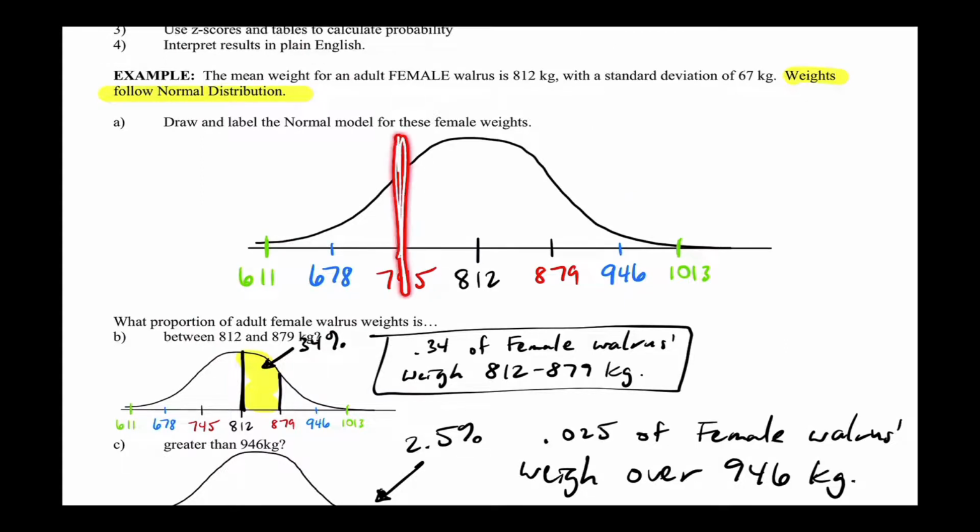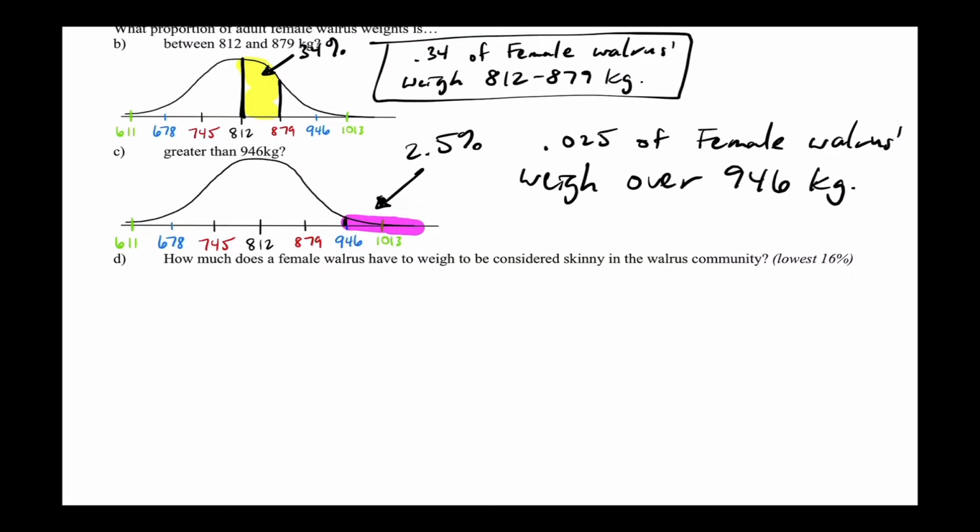745. This is where we stopped right here. So to be considered skinny, they would have to be in here. What's the most it can weigh to be considered skinny? 745 kilos. 745 kilograms. Anything less than that?